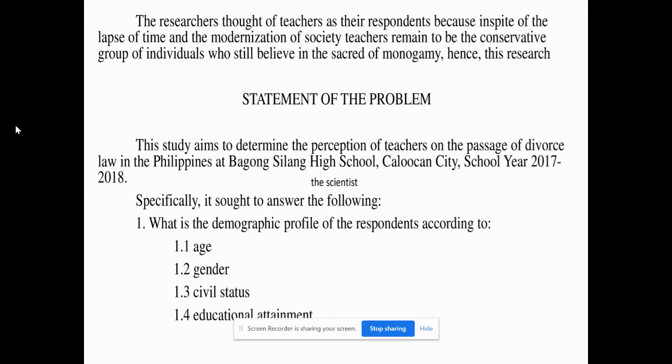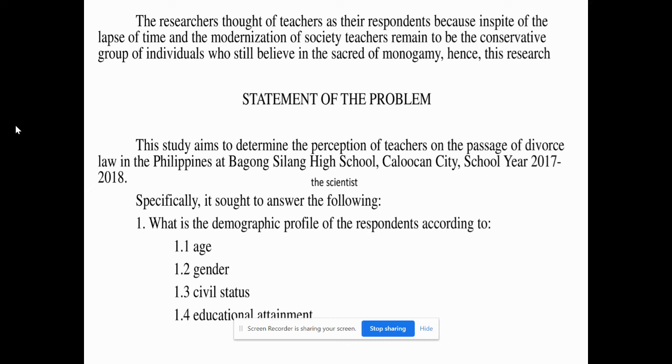Now, under the problem and its background, the second topic is the statement of the problem. So you can state the general problem. And the general problem is you can write: this study aims to determine the perception of teachers on the passage of divorce law in the Philippines at Bagong Silang High School, Caloocan City, school year 2017-2018, which means that this research was written way back in school year 2017-2018.